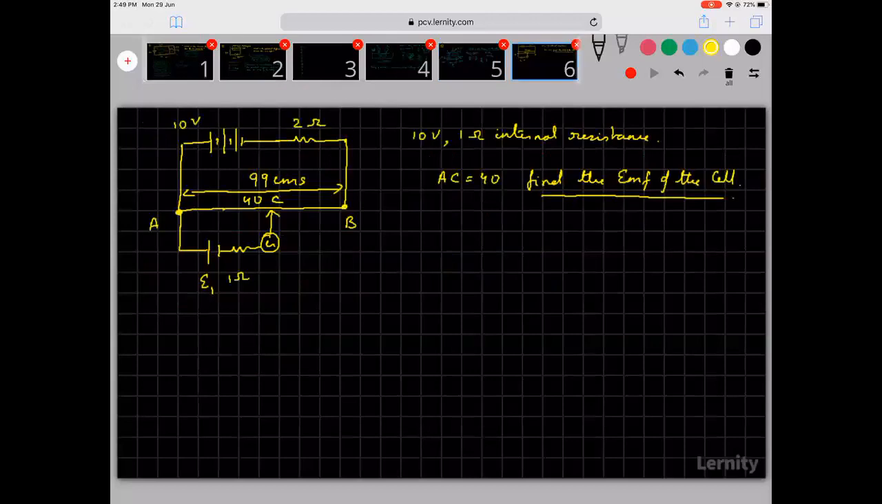So the question is, what is the EMF of the cell if the balance point is at 40?